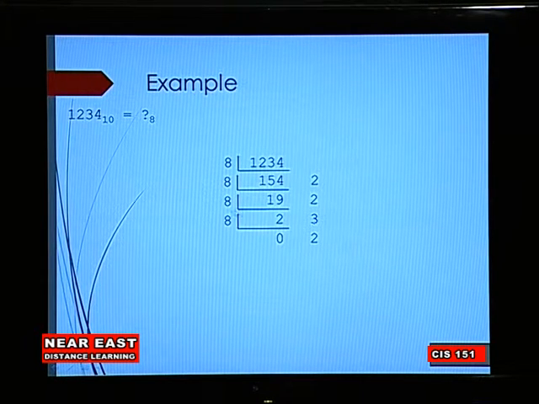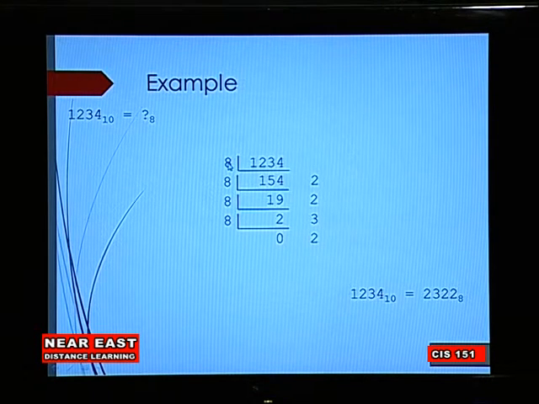2 divided by 8 is 0, but the remainder is 2. So we keep this as well. And then we write it from the bottom to the top. We write the remainders to show us the result here. So we write 2, 3, 2, 2 in base 8. This is how we convert decimal, which is base 10, to octal in base 8.